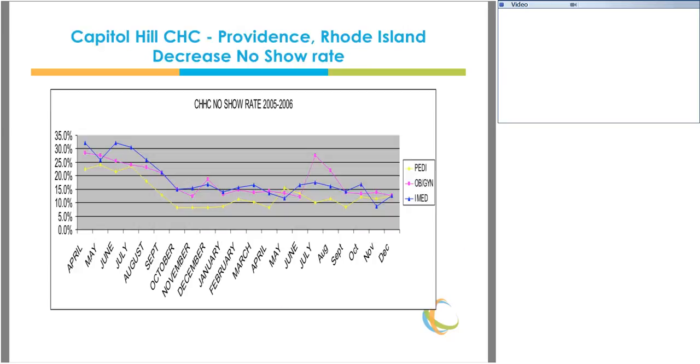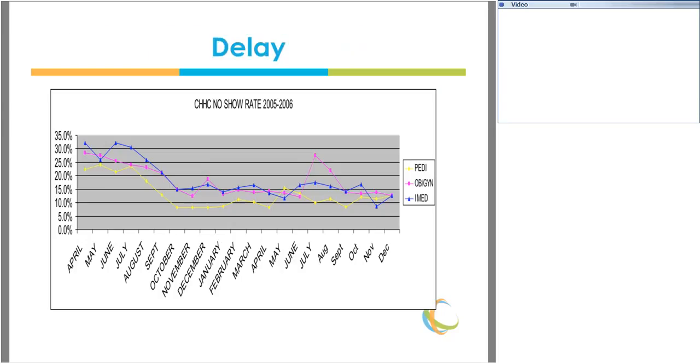At the same time, at this community health center, Capitol Hill, they saw a 50% drop in their no-show rate, which has turned out to be a wonderful, although unintended, consequence of getting rid of delays.